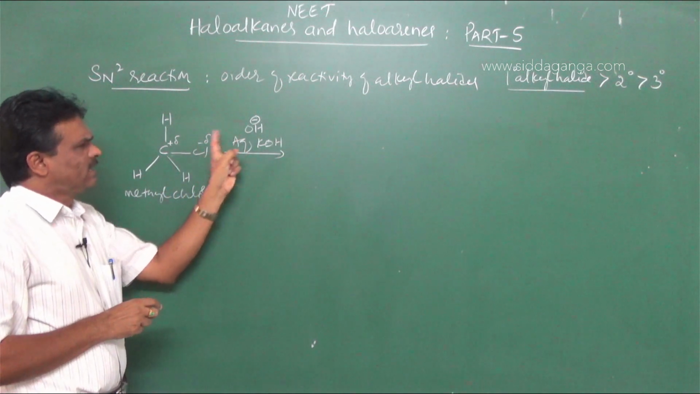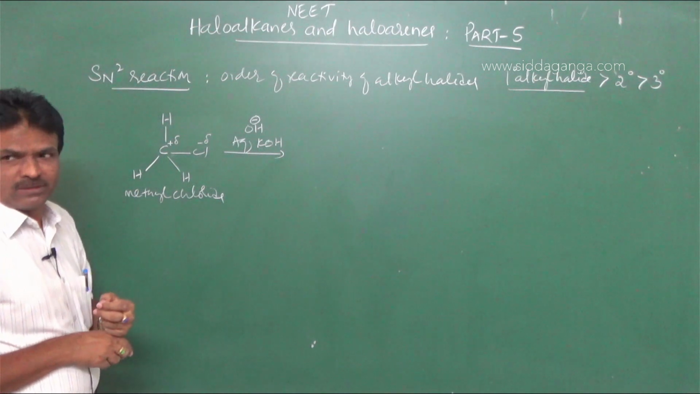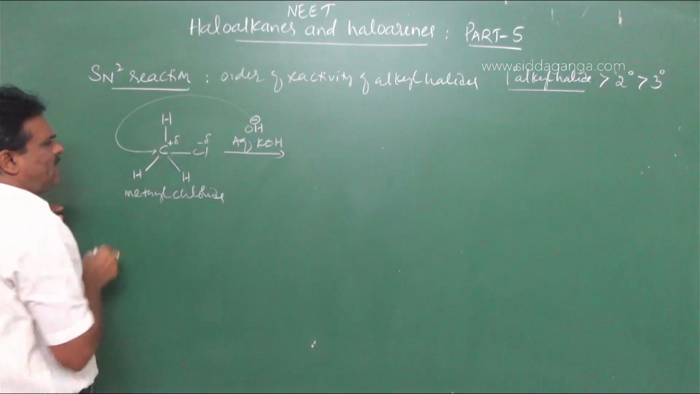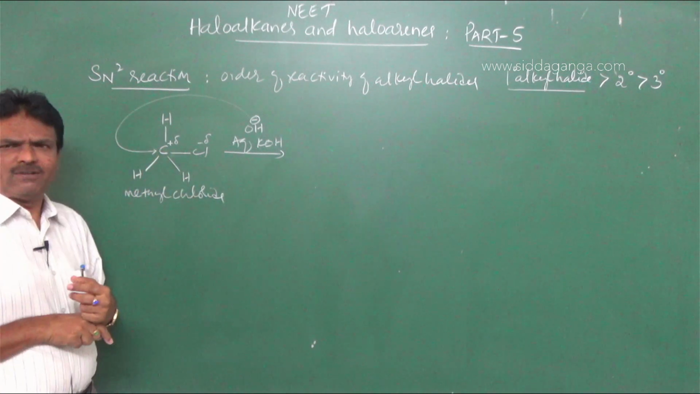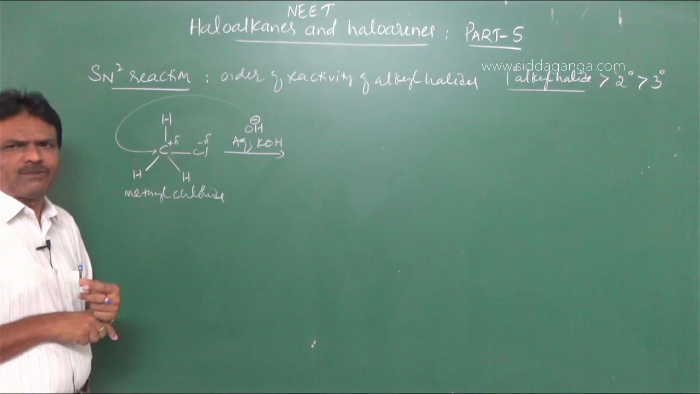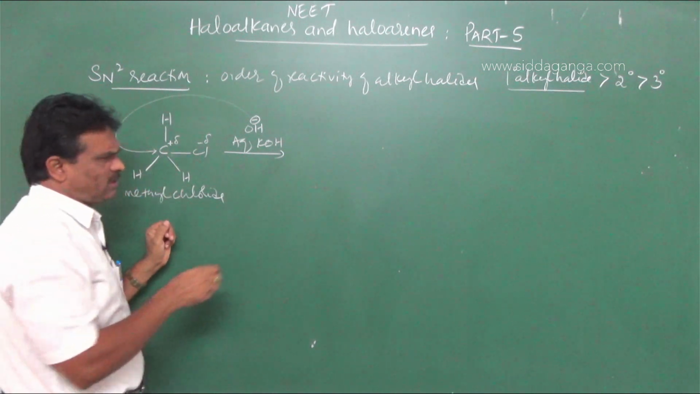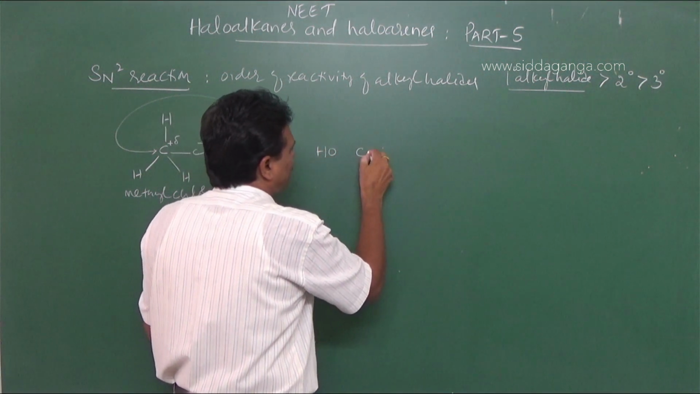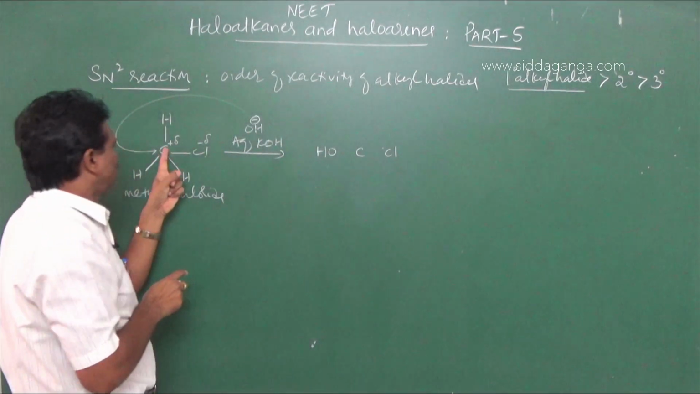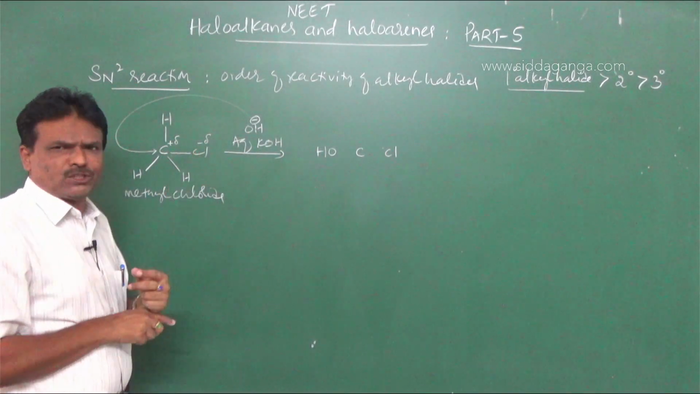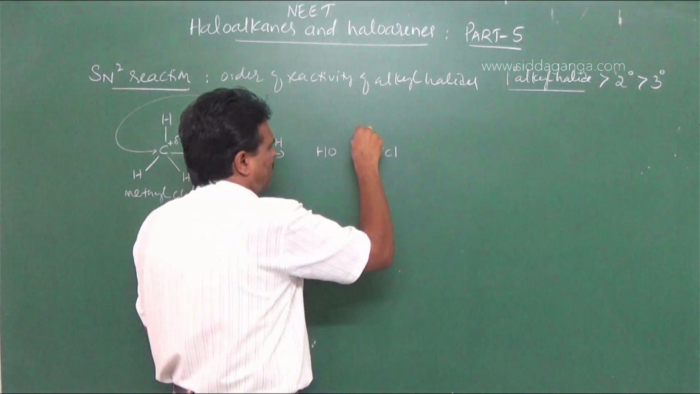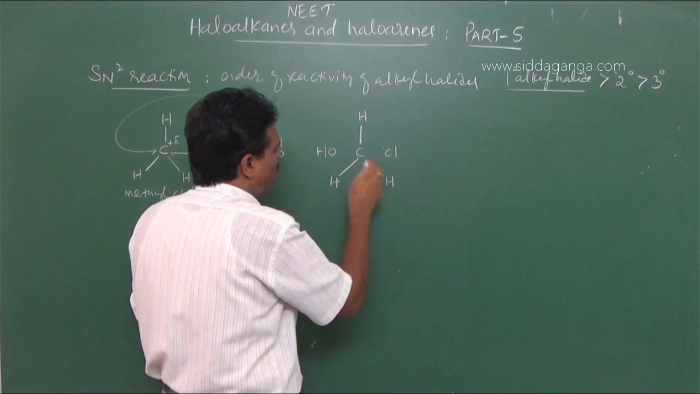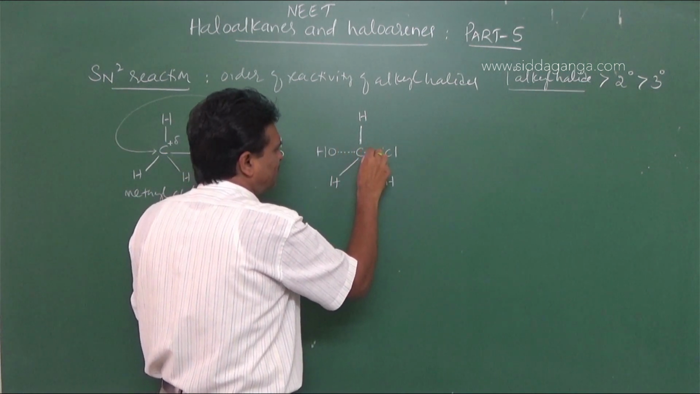because of the inter-electronic repulsion force. Therefore, the nucleophile attacks the carbon atom from the side opposite to that of the halogen. So as a result, look here, with the attack of this nucleophile on the carbon atom from the side opposite to that of the halogen, the formation of the new bond and the breaking of the old bond occur simultaneously.